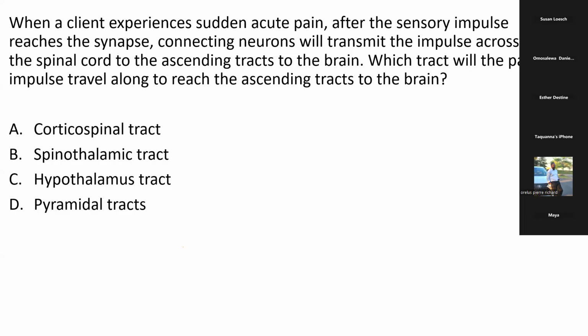When a client experiences sudden acute pain, after the sensory impulse reaches the synapse, connecting neurons will transmit the impulse across the spinal cord to the ascending tracts to the brain. Which tract will the pain impulse travel along to reach the ascending tracts to the brain? So we're talking about acute pain here. Spinothalamic tract. Good. Spinothalamic tract. Okay.